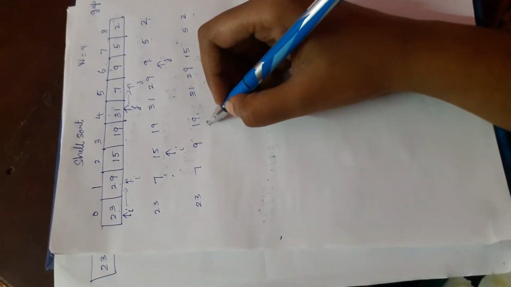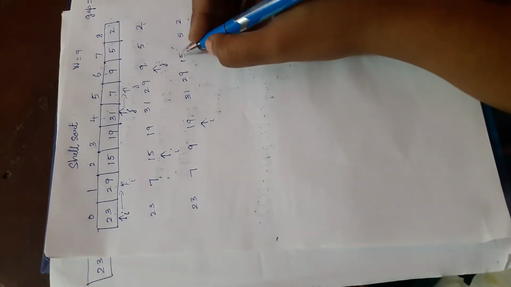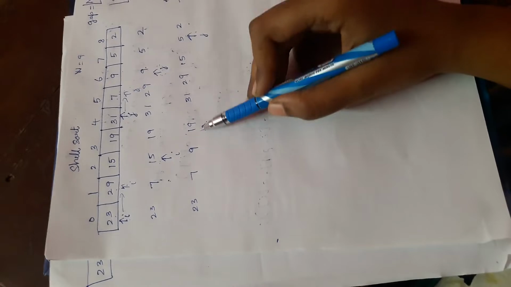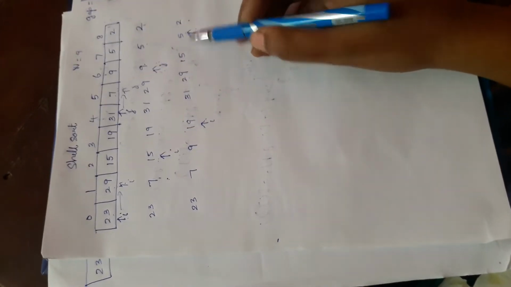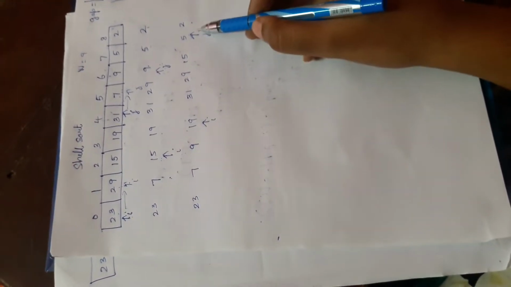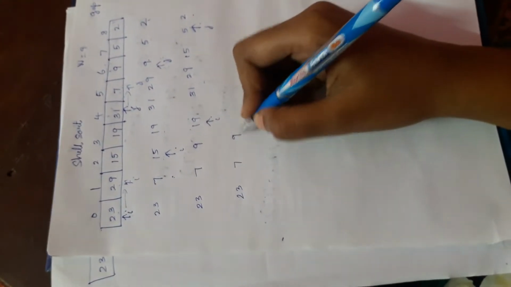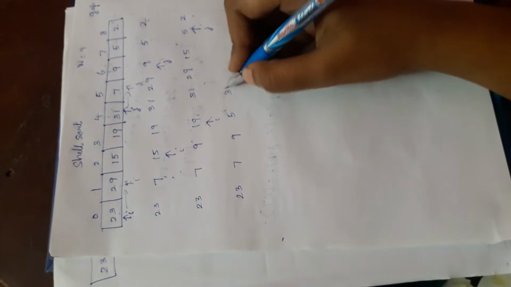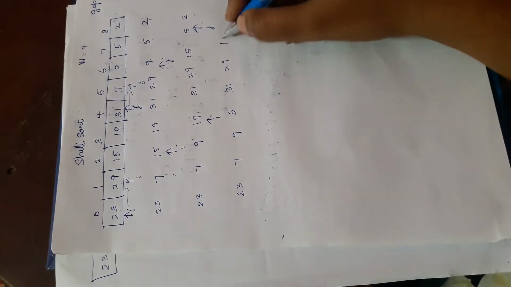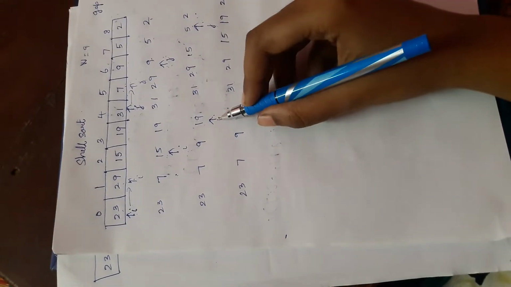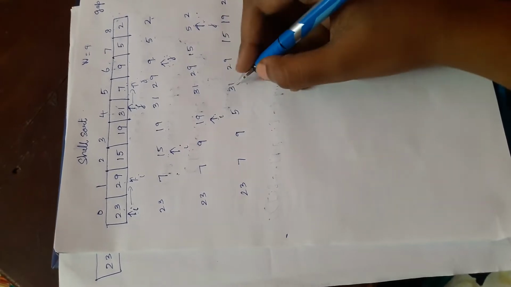So then i pointer will be here, and j pointer will be at 5. Now compare 19 and 5. So 19 is greater than 5. So if it is greater than 5, we need to do the shifting. So now I will do the shifting. 23, 7, 9, 5, 31, 29, 15, and these two are shifted. So 9, 19, 2. So now the pointer will be shifted from one position to the next position.